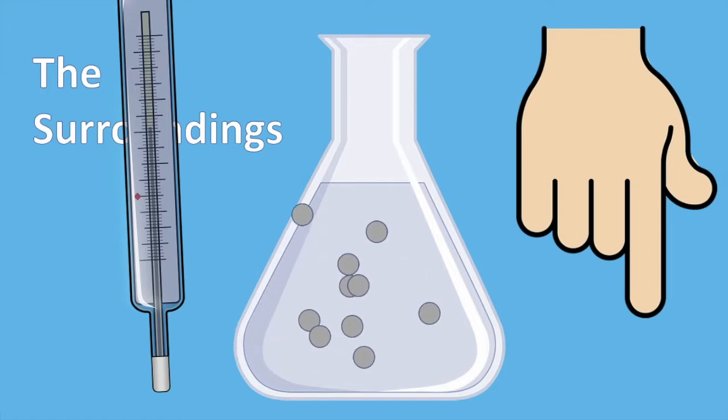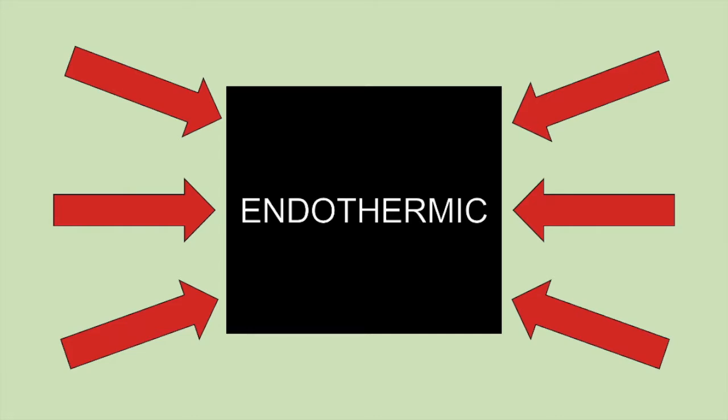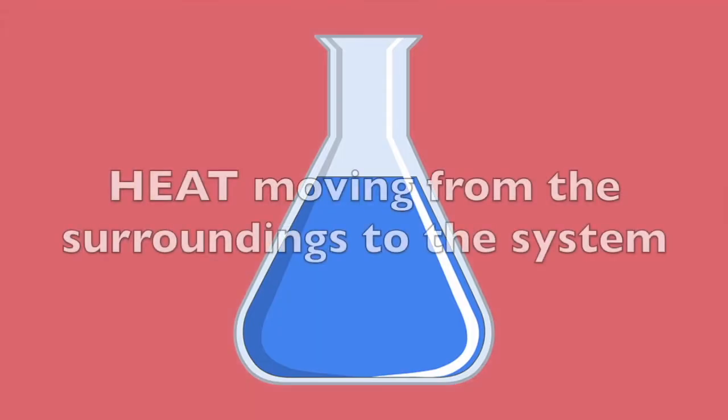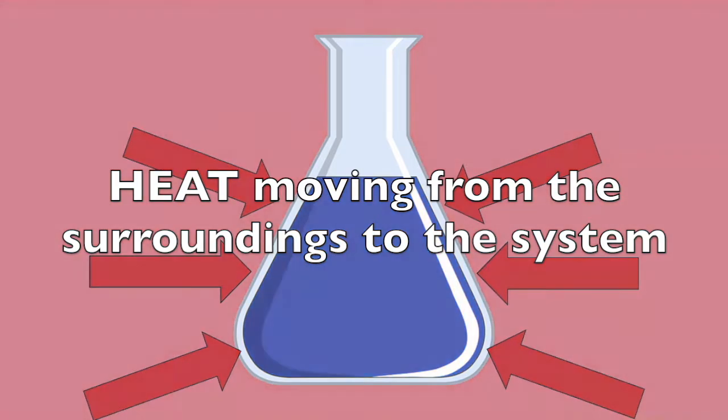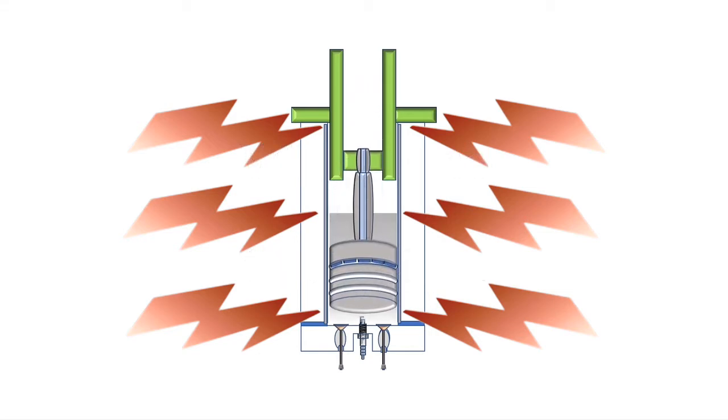However, when we're talking about energy flow, what's going on in the surroundings is the opposite of what's going on in the system, and this is what makes things confusing. As we said in a previous video, chemical and physical processes that result in energy changes are defined as either endothermic or exothermic, depending on whether energy is gained or lost by the system. In endothermic processes, energy is gained by the system. Heat enters. Energy comes into the system from the surroundings by heat transfer, or energy comes into the system by work done on the system.